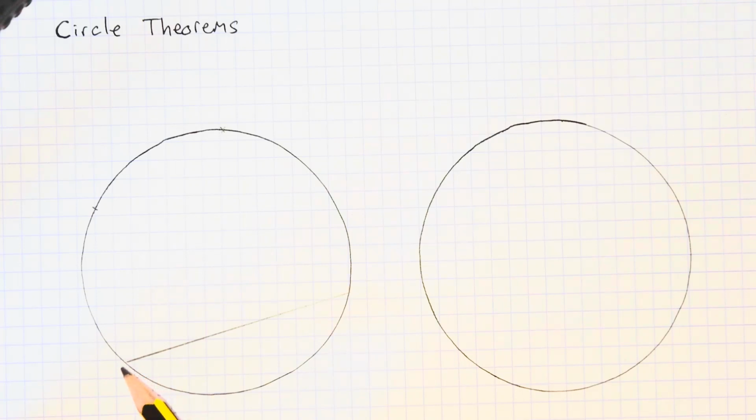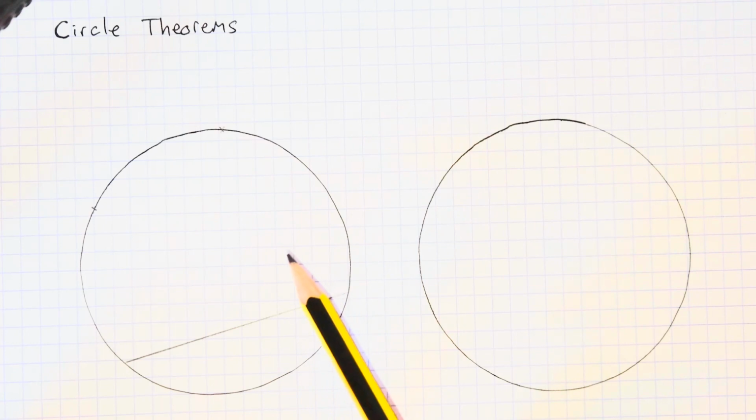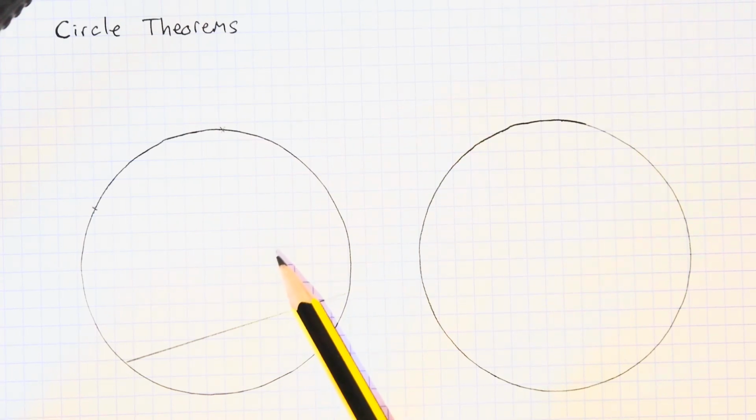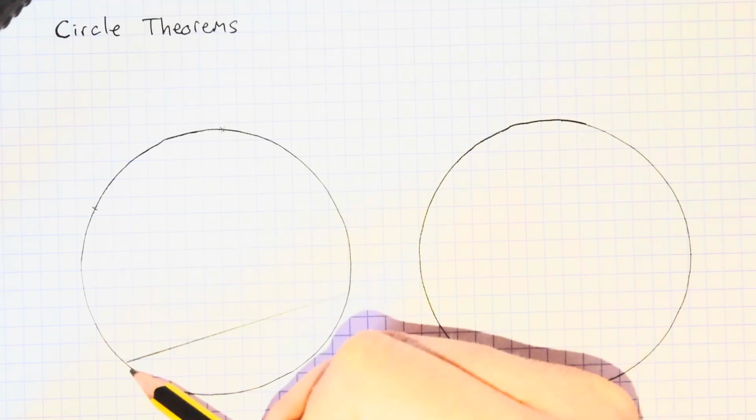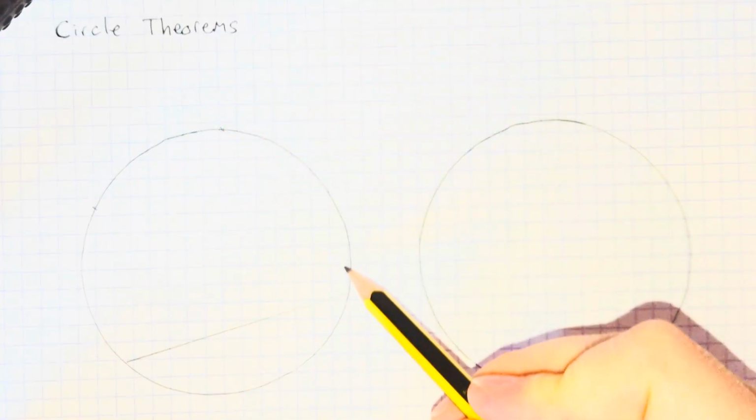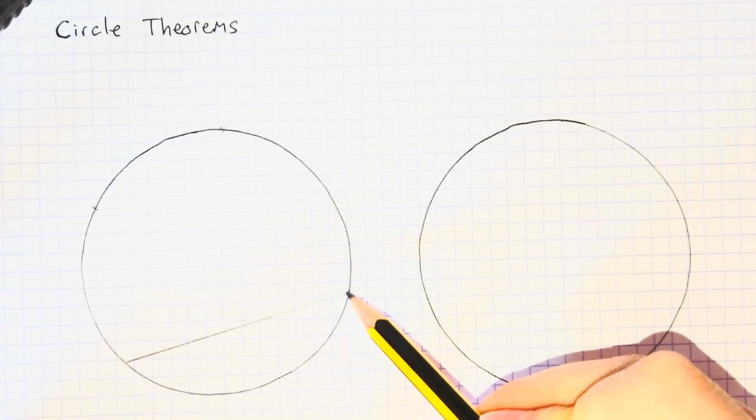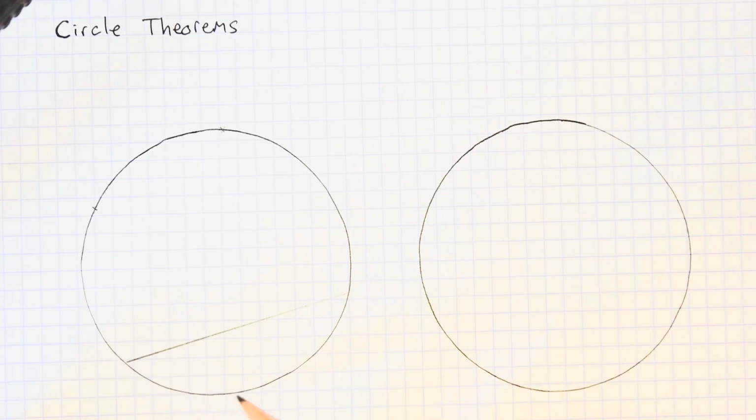Remember some other circle names. When you draw a chord, you split the circle into what's called 2 segments. This is called the minor segment because it's the small one. This is the major segment. So minor segment and major segment. You also get 2 parts of a circumference. This big curve that goes from one end of the chord to the other is called an arc. In fact, the major arc here, and this is also an arc down here. This arc is the minor arc. We say the arc is subtended from the chord.